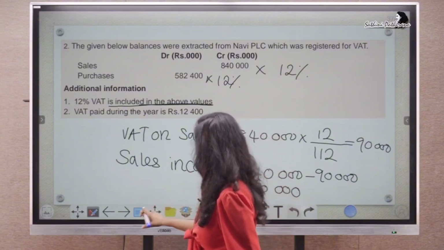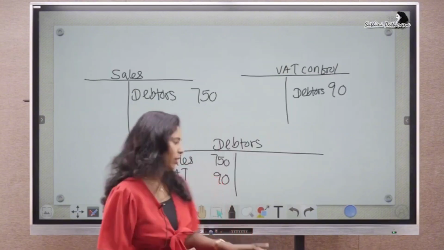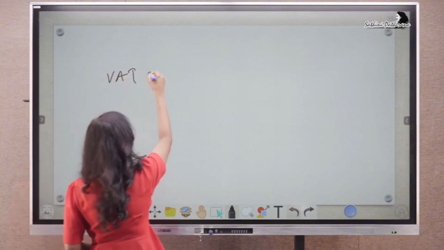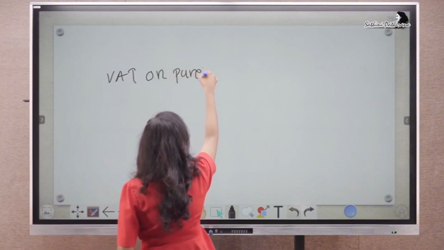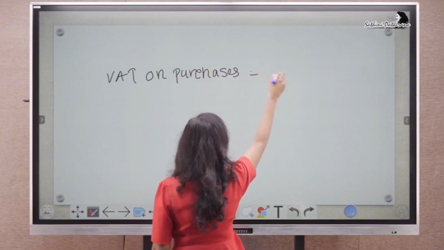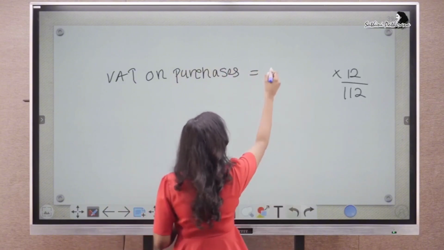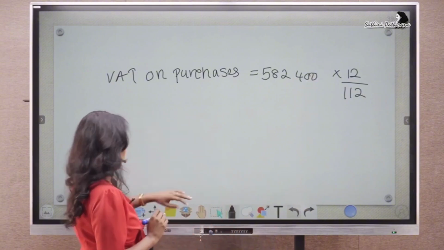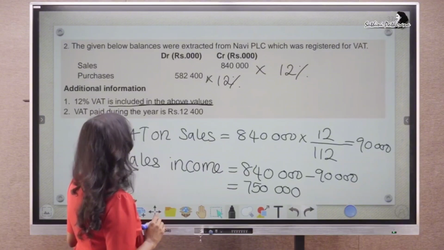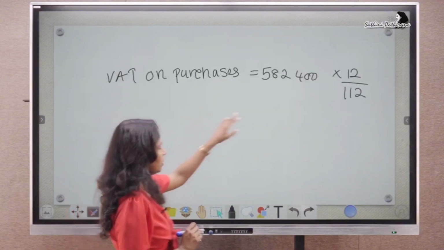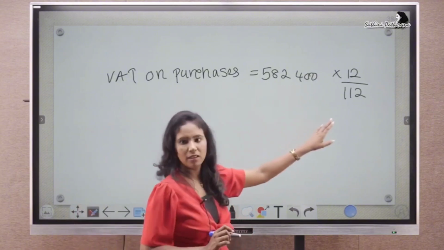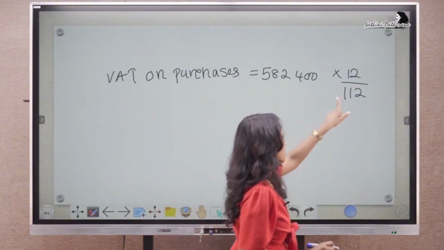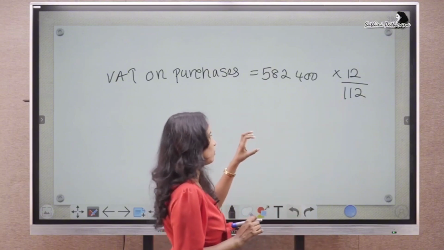Let's go to our calculation. 582,400, VAT on purchases. 582,400 into 12% over 112. 582,400 is our purchases figure. Since here 12% VAT is included, into 12 divided by 112. Right? This is how you should write.